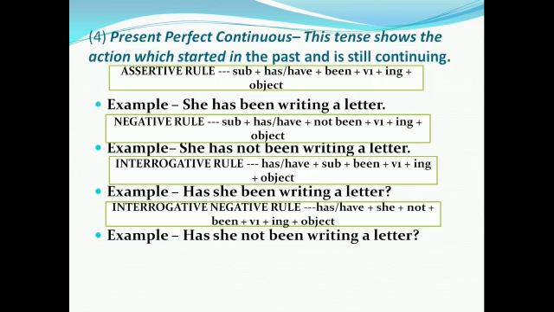Coming to the interrogative negative, has she not been writing a letter? That is, has or have, depending upon the singular and the plural subject, plus subject plus not plus been plus V1 plus ing plus object. So this was all about present tense, children.